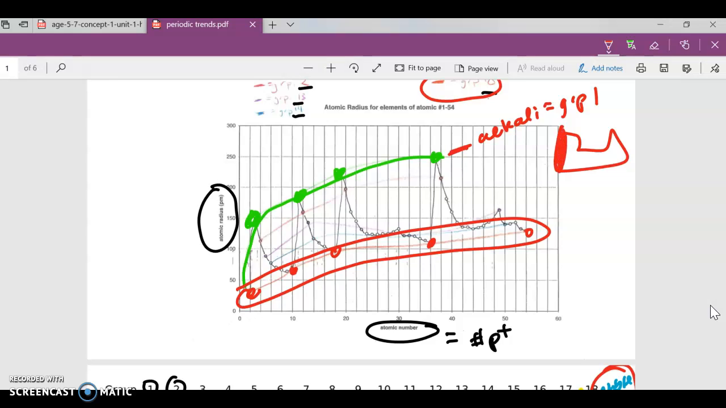And as I move across the periodic table, I can see my lines here. Sorry, they're a little faint in my copy work. And I can see that as I go across the periodic table, it becomes lower. In other words, over here, the noble gases are the smallest.